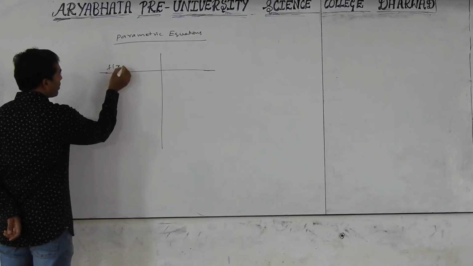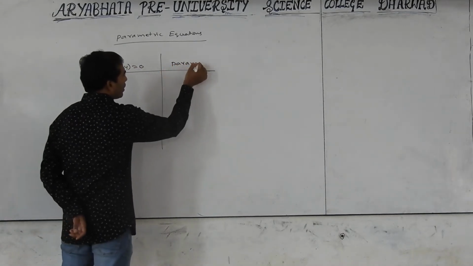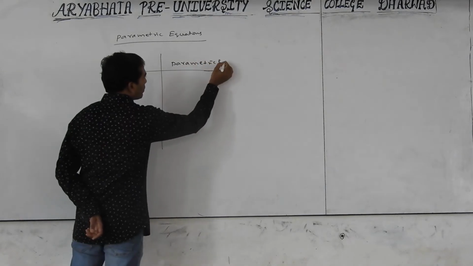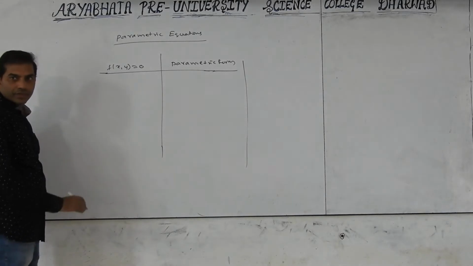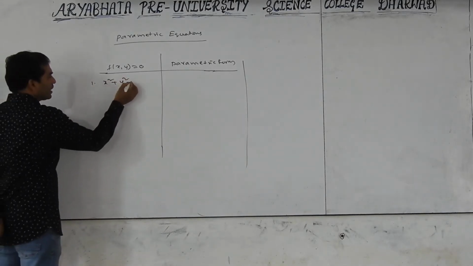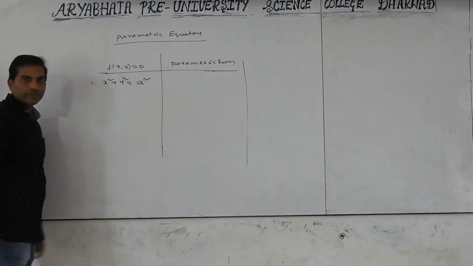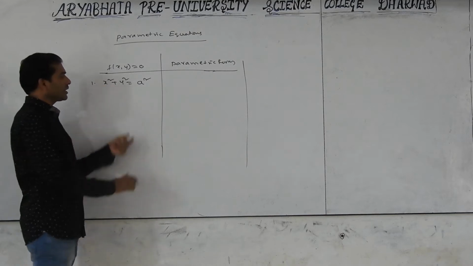F of x comma y equal to 0. Then parametric form. I will give some examples. Okay. First, x square plus y square equal to a square, which represents a circle. So what is the parametric equation of the circle?